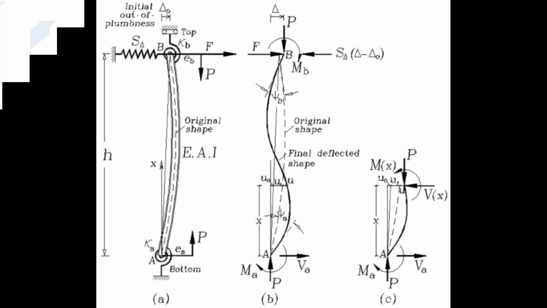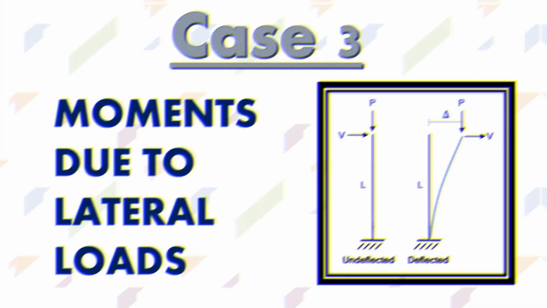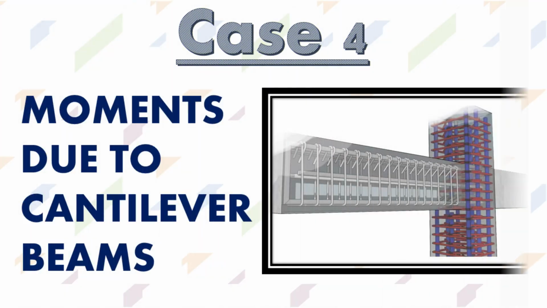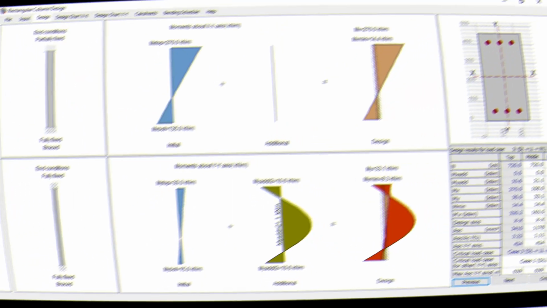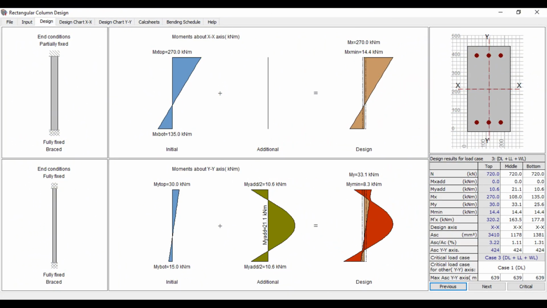Okay, now that I've quickly covered case 3, next up we have case 4, which is columns carrying cantilever beams. Now, all of you know, at any cantilever section, whether it's a beam or a slab, that section will experience a very huge hogging moment. And similar to case 2, some of the moments at the top of the beam or slab will be distributed into the column. And this is what gives rise to the moment at the top of the column.